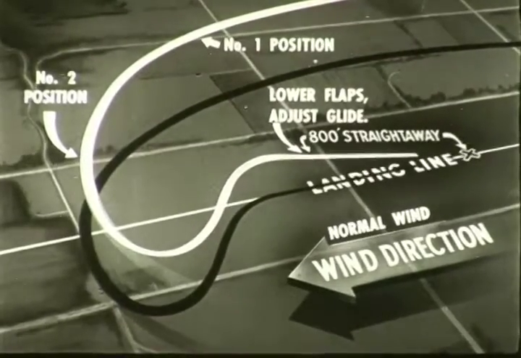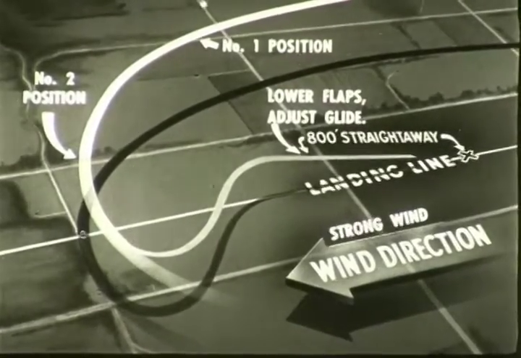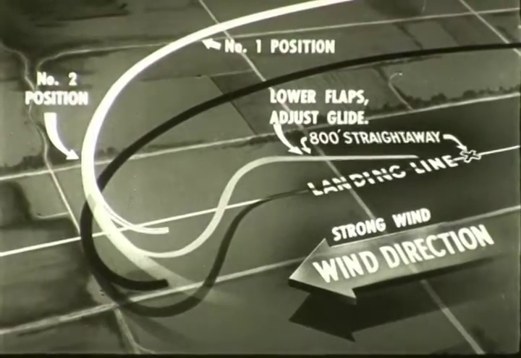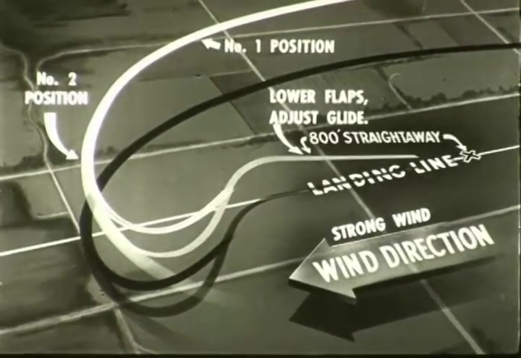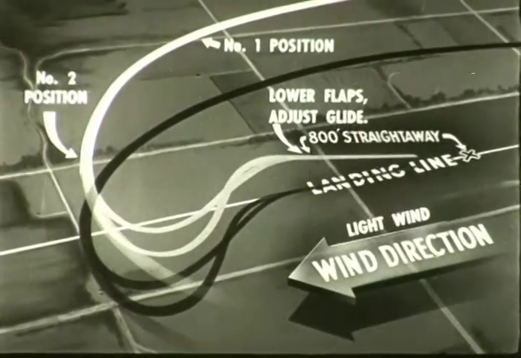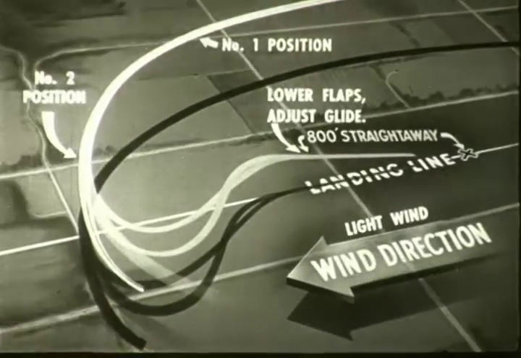From the number 2 position also, you must take into account the effect of the prevailing wind condition. In a strong wind, your initial turn is steeper, with a minimum of crosswind gliding. In light or no wind, your initial turn is shallower, with a maximum crosswind glide.